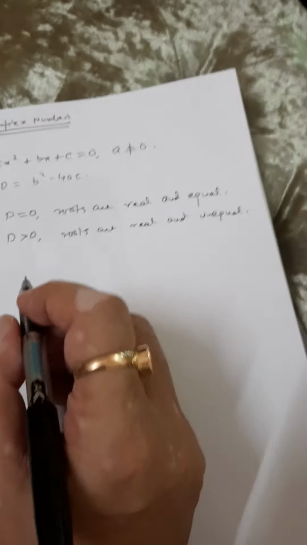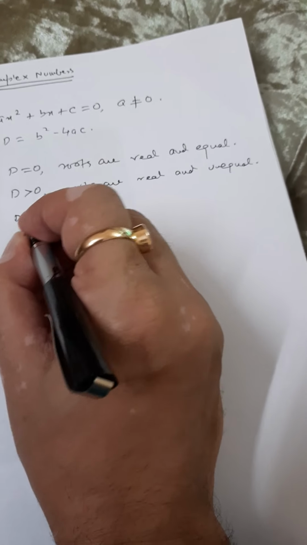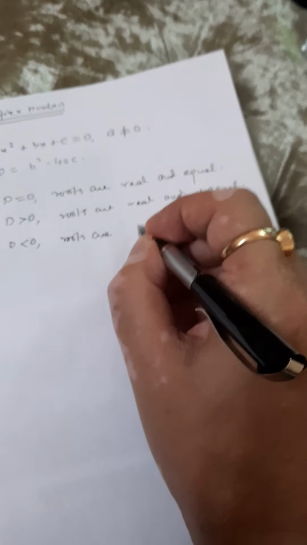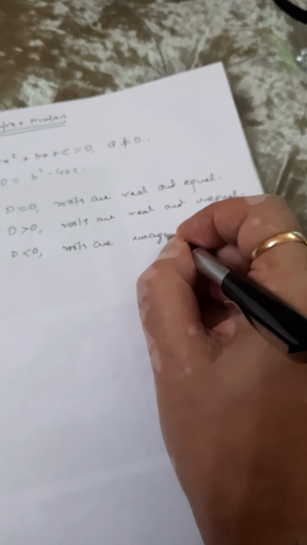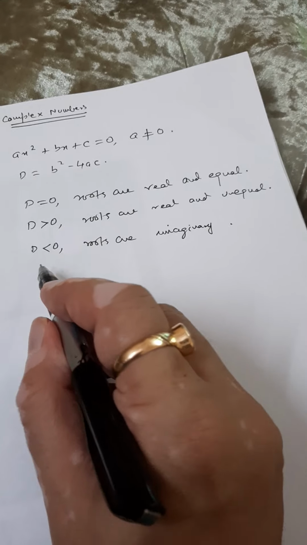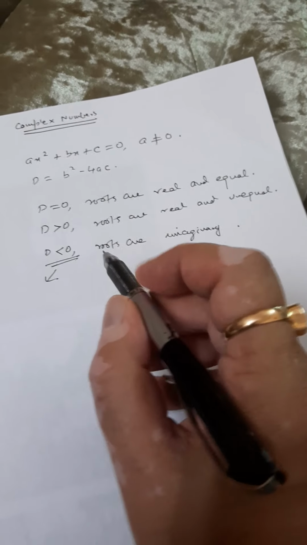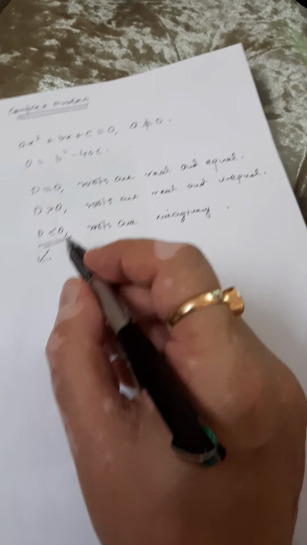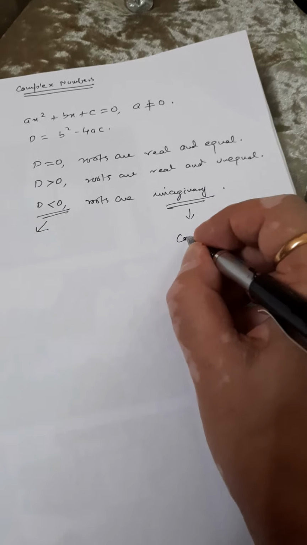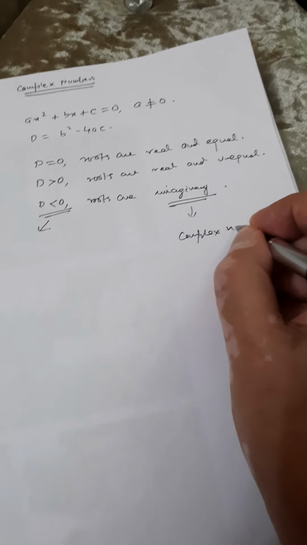Now, when D is less than 0, roots are imaginary. So, you have to take this case, D is less than 0, in complex numbers, where the roots are imaginary. Imaginary is something we say in the form of complex numbers.